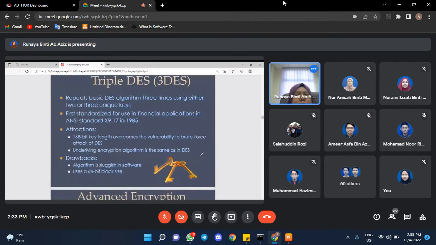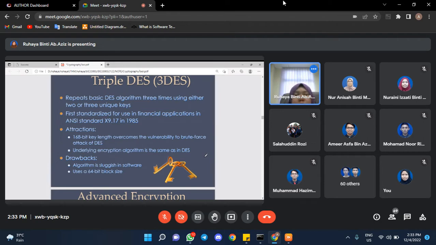The triple DES repeats the basic DES three times using either two or three unique keys. DES was first used in financial applications in 1985. Actually, the history of cryptography starts from 1900, in Egypt. The iteration of triple DES has a 168-bit key length, which overcomes the vulnerability to brute force attack of DES.